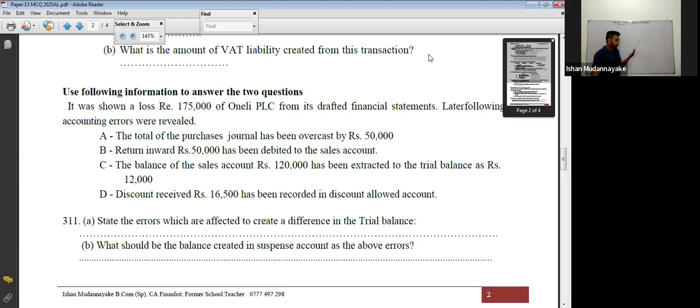Return inward of 50,000 has been debited to sales account. The balance of the sales account, 120,000, has been extracted to the trial balance as 12,000. Discount received 16,500 has been recorded in discount allowed account. Right, these are the errors that happened in the business organization.